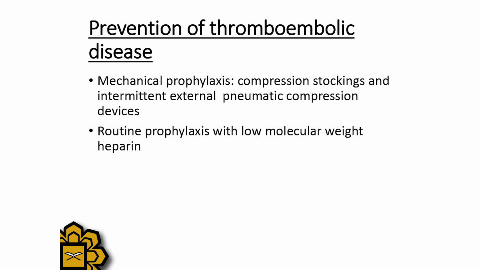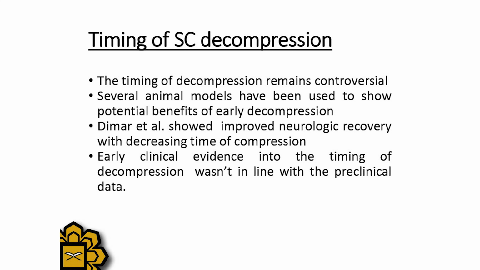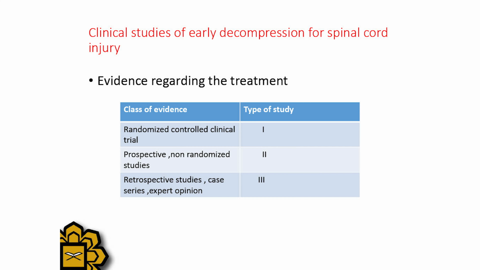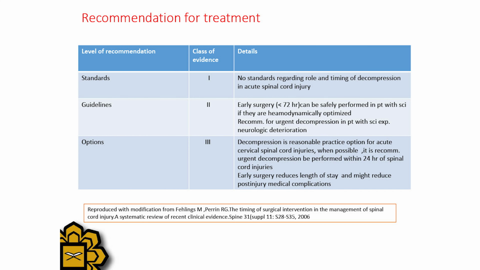So others are prevention of thromboembolic disease, how you use mechanical prophylaxis, and then timing for spinal cord decompression. This one is still debatable, whether you want to do it early or late. So it depends on the class. If you look at this diagram, they will see standard, guideline and option. They say if you look at the class 3 evidence, decompression is reasonable practice in acute spinal cord injury, when possible recommended urgent decompression within 24 hours. The last word they say, early surgery reduces length of stay and might reduce post-injury medical complications.